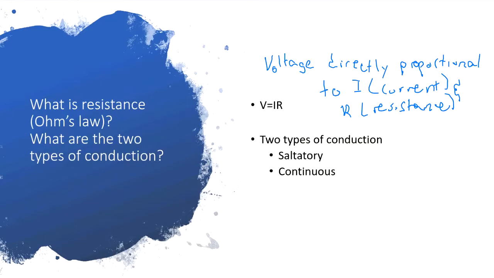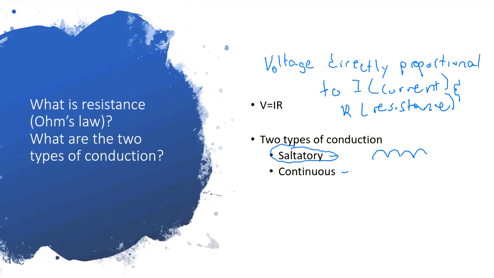There are two types of conduction. What are they? We have saltatory conduction, we have continuous conduction. For saltatory conduction, that refers to the jumping of the signals from node to node. So this happens in myelinated axons. Okay, saltatory happens in myelinated axons.